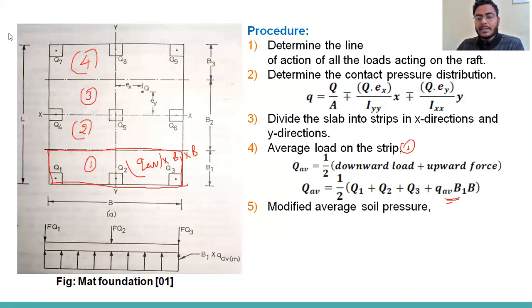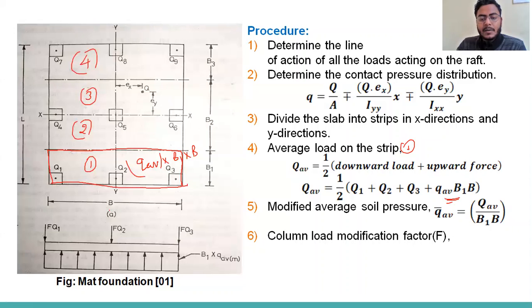Once we have the average load, we can calculate the modified average soil pressure. That is the total average load divided by the total area of the strip 1. The average load on strip 1 is Qav, and we divide it by the area of strip 1, that is B1 into B. So we can calculate the modified average soil pressure.